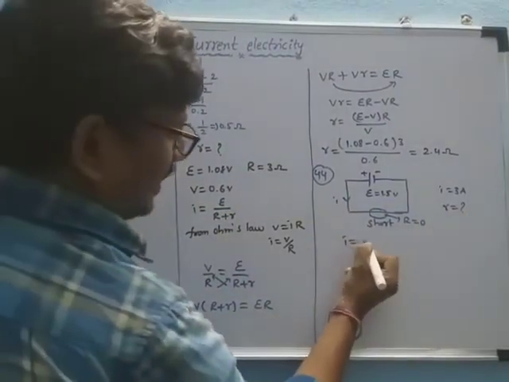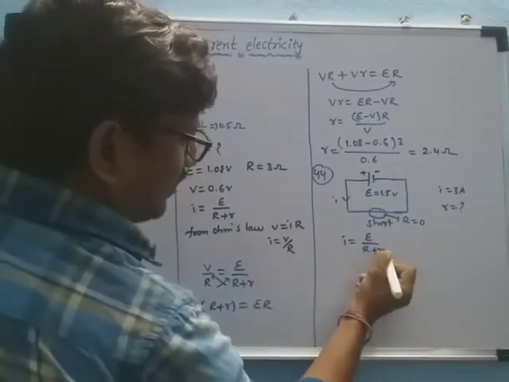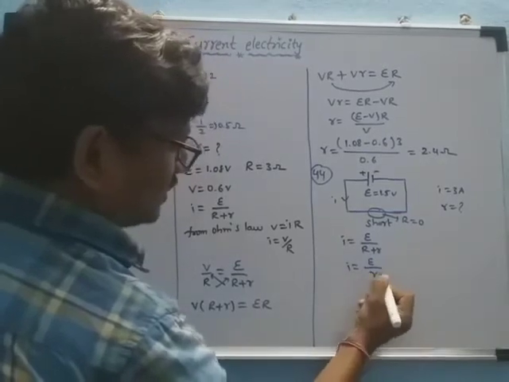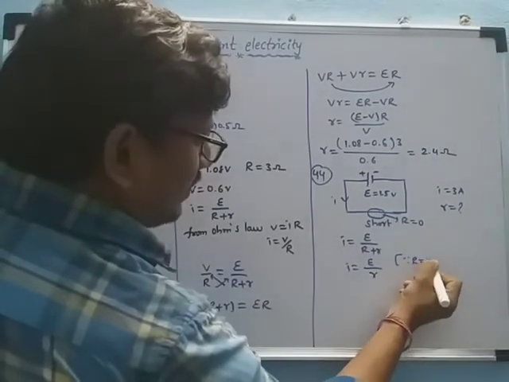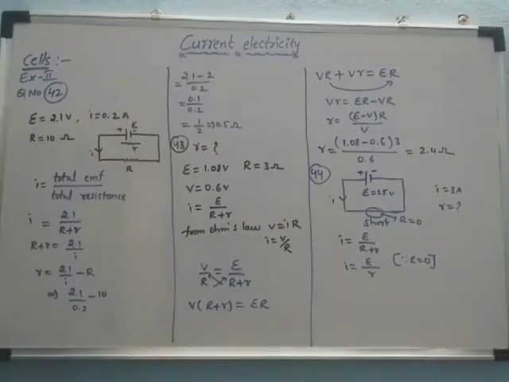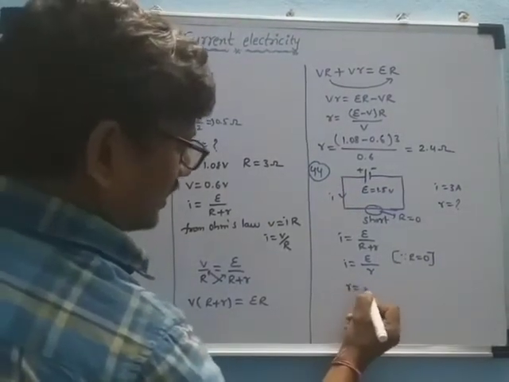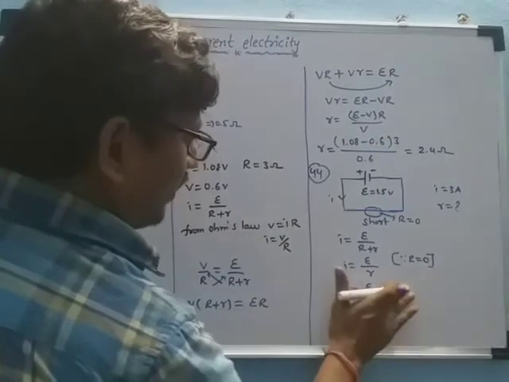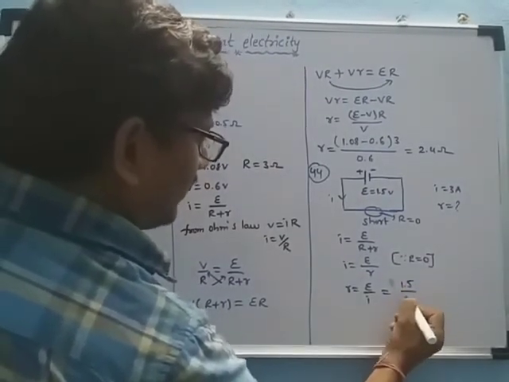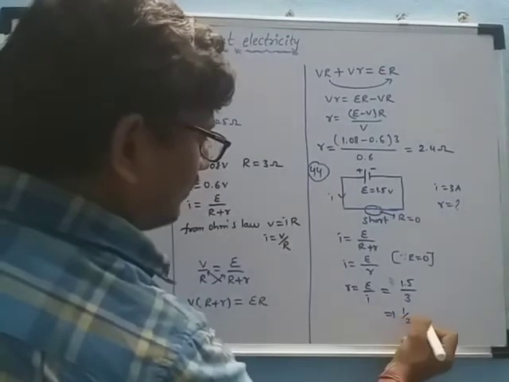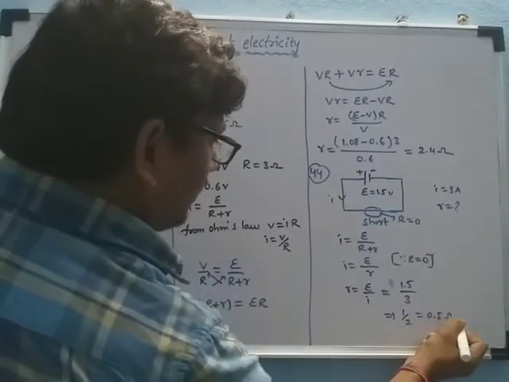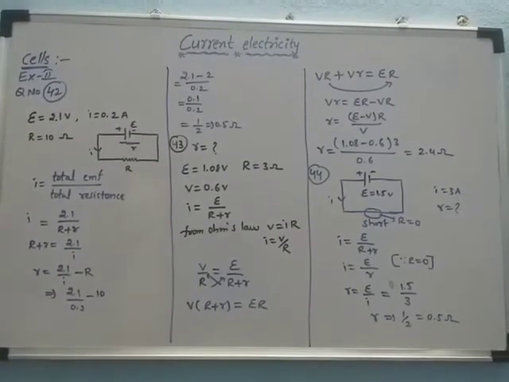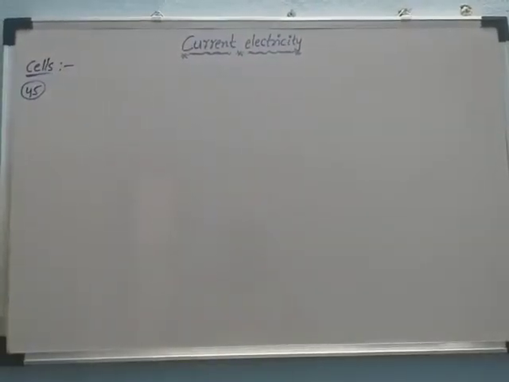Again the formula: I is equal to E by (R plus small r). Then I is equal to E by r, because the external resistance is 0 as it is a short circuit. Substitute the values: small r is equal to E by I, that is equal to 1.5 divided by 3, that is equal to 1 by 2, that is equal to 0.5 ohms. So the internal resistance is 0.5 ohms.